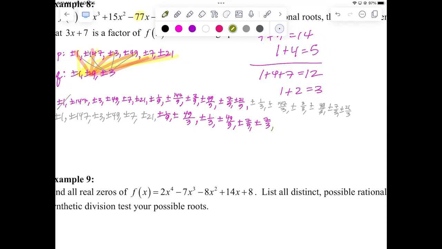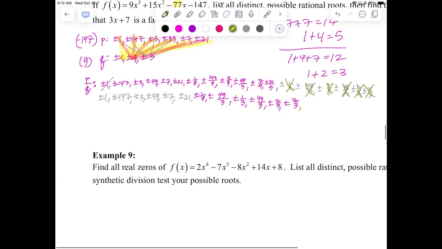Plus or minus 1/3. Do we have that one already? Yeah. Plus or minus 147 thirds. How many times does 3 go into 147? 49 times. Do we have 49 listed already? Yep. So we don't need that. 3/3, isn't that 1? We already have that. What about 49 thirds? Do we already have that? Yeah. What about 7 thirds? We already have that. What about 21 thirds? That's 7. We already have that. So we didn't need any of those last ones.